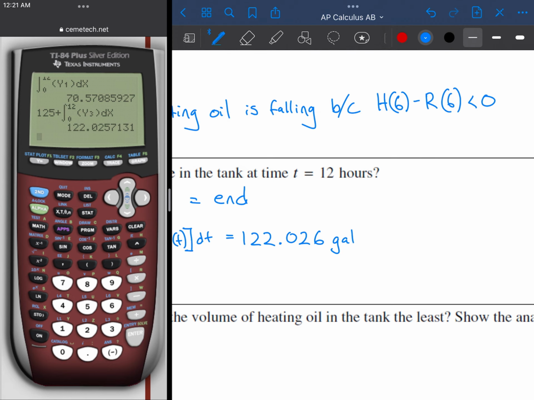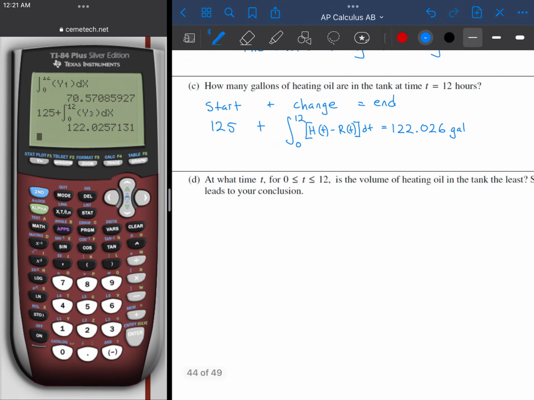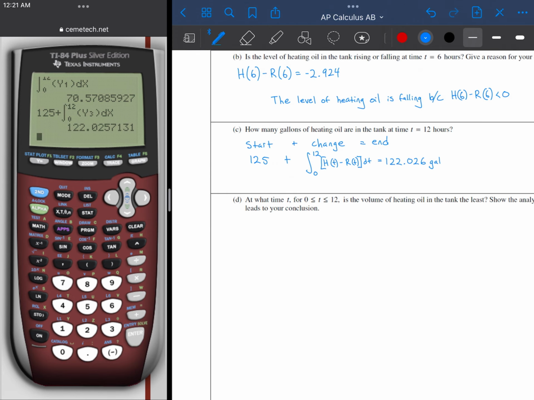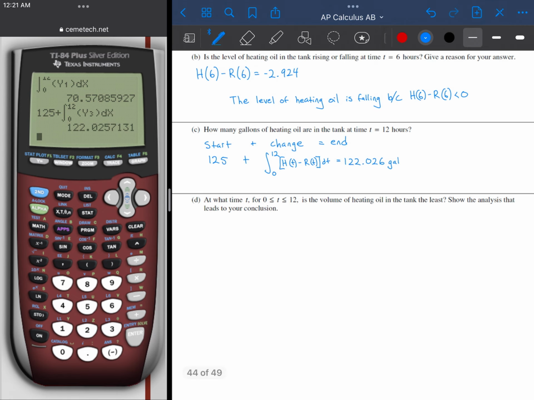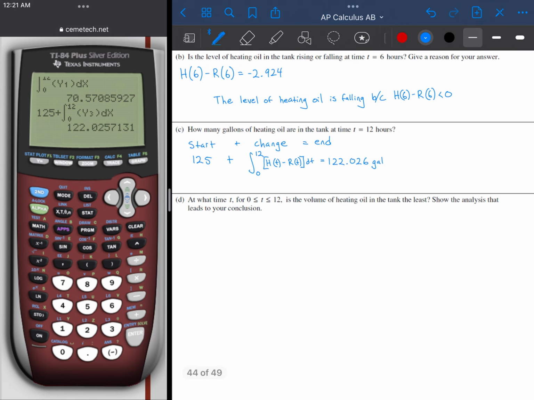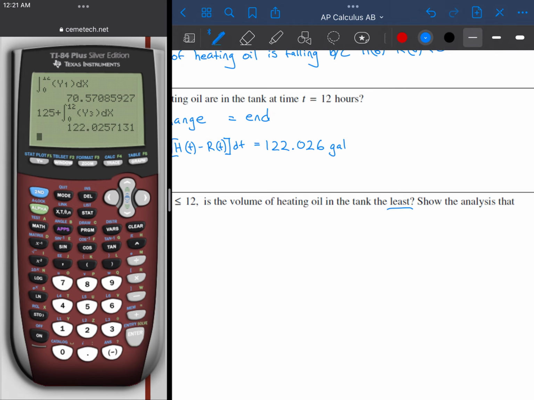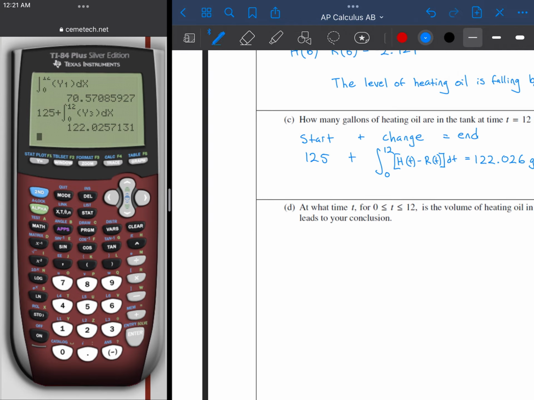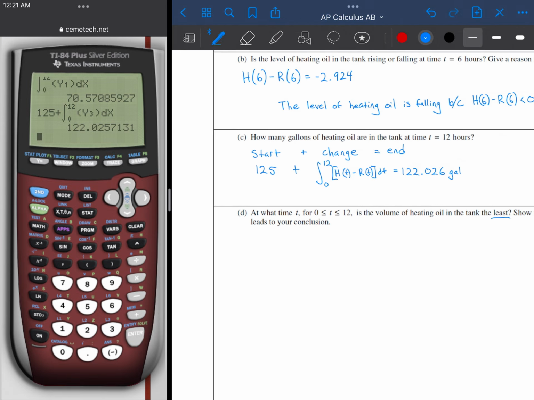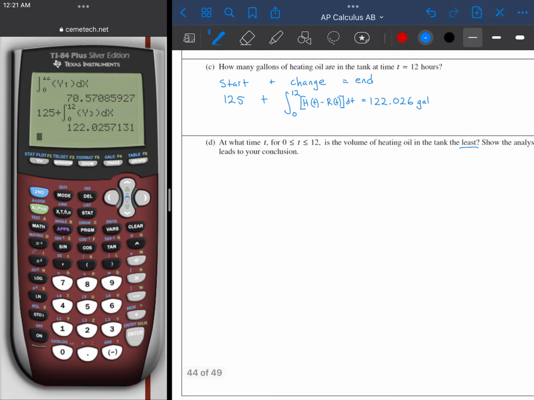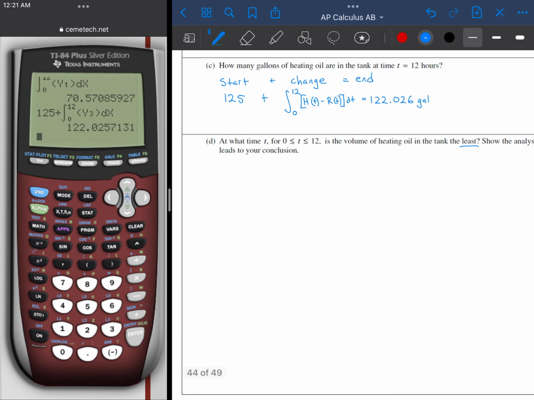All right, last question. At what time is it the least? Whenever it asks for this word least, it's asking for the absolute minimum. That's another way of asking it. And show the analysis. Our analysis is going to be a table because it's an absolute minimum. Always going to use a table for absolutes. So let's go ahead and set up our table.